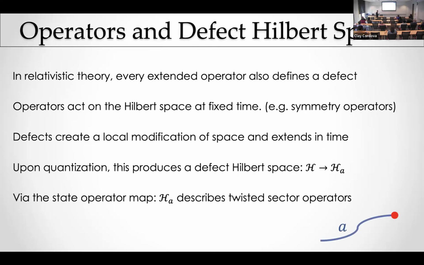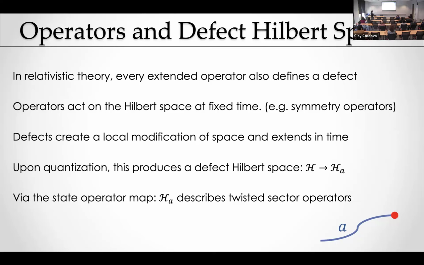Okay, so let's try to flesh out this discussion a little bit. In a relativistic theory, and I'll mostly be in relativistic theories here, every extended operator defines a defect. This is an interesting point. If you have something that can act on a spatial slice, you can also rotate it 90 degrees and think of it as hitting a point in space and extending in time. That's a defect in your system. Operators act on the Hilbert space at fixed time; defects create local modifications of the Hilbert space. So for each symmetry operator, we'll also have a potential defect in our system. This produces what we call a defect Hilbert space.